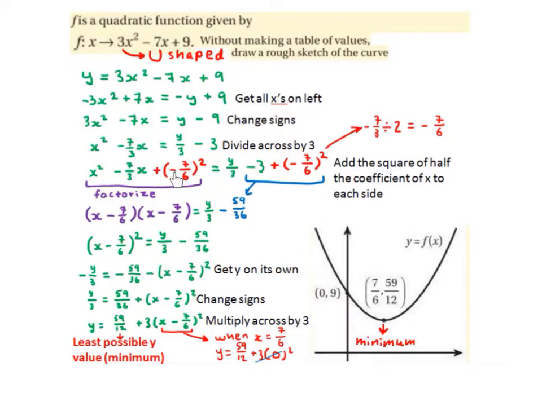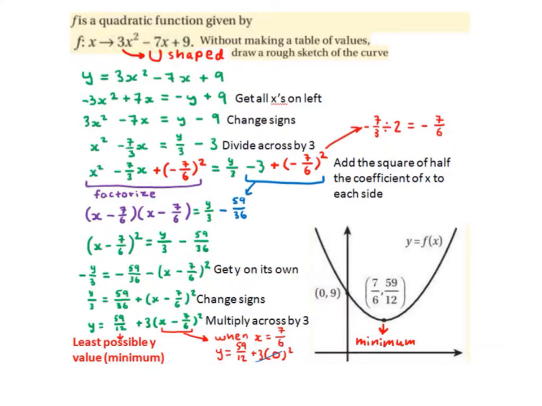So we add minus 7 over 6 squared to the left of the equal sign, and we add minus 7 over 6 squared to the right of the equal sign. It's really important that we use brackets. Next, we're going to factorize the left-hand side.